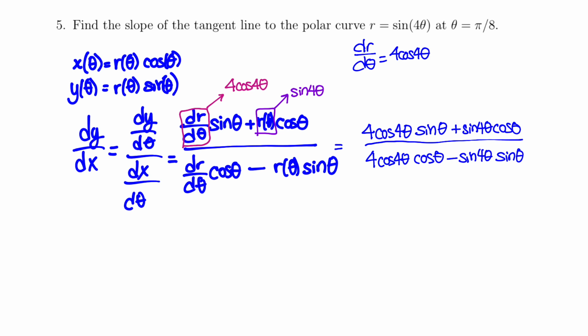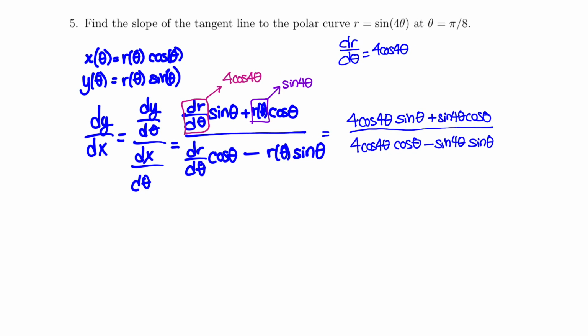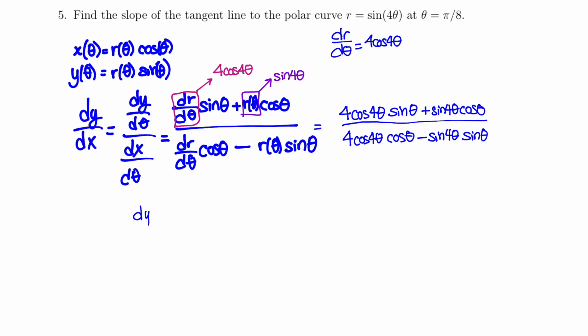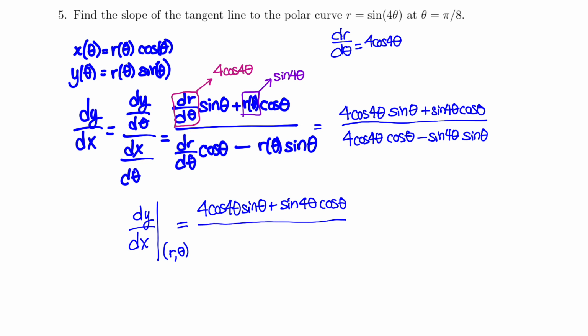Now, I am not going to make you go any farther when it comes to simplifying. This would be the slope of the tangent line for the point r, theta. It's 4 cosine 4 theta times the sine of theta plus the sine of 4 theta cosine theta, over 4 cosine 4 theta cosine theta minus sine 4 theta sine theta. So all we did was put substitution in.